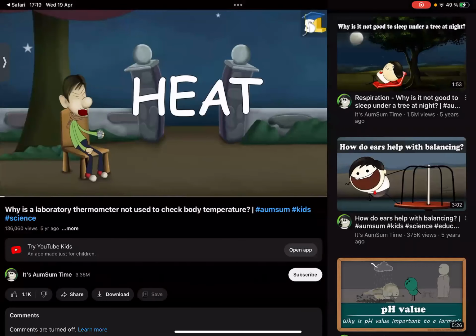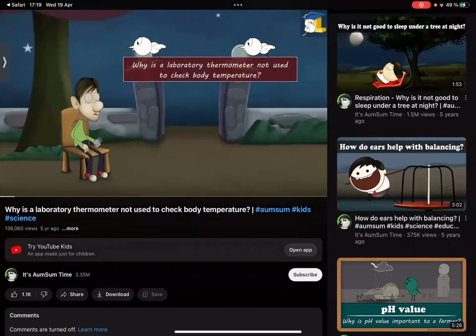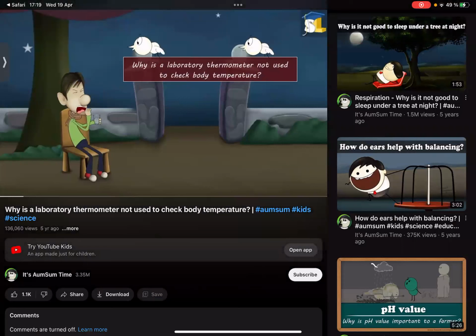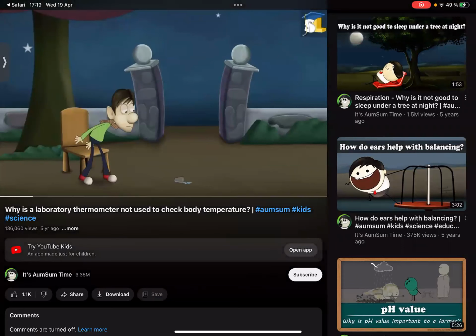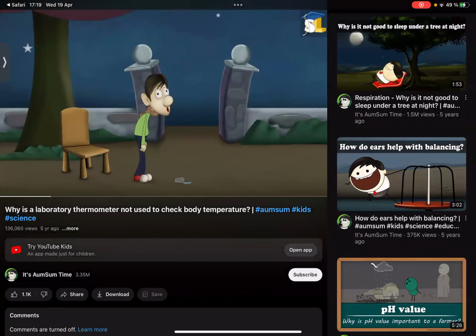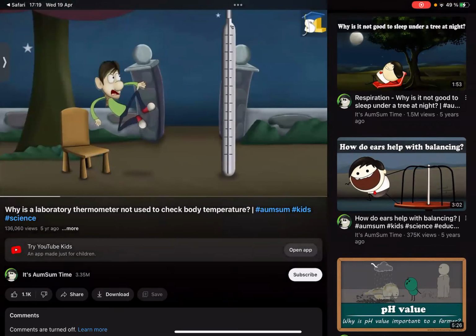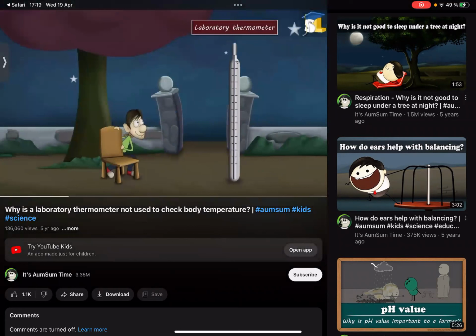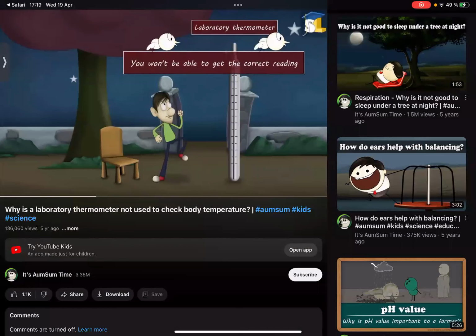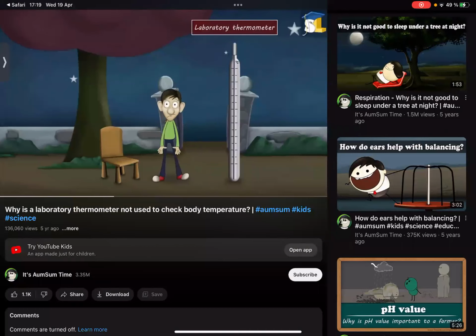Topic: heat. Why is a laboratory thermometer not used to check body temperature? Oh, you have got fever. Why don't you check your body temperature using a thermometer? No, please don't use a laboratory thermometer. You won't be able to get the correct reading. Why don't you try another one?